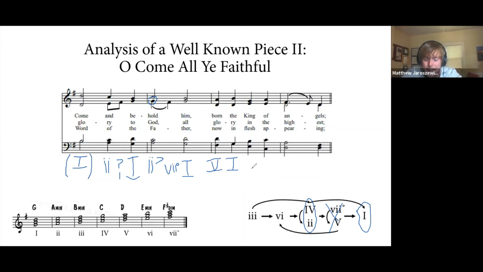Oh, I'm going to redo that. From 6 to 2, all of this very, very expected given our flow chart. From 2 to 5. And we get to the end of the line, we take a breath, we end on 5. Once again, we have a half cadence.